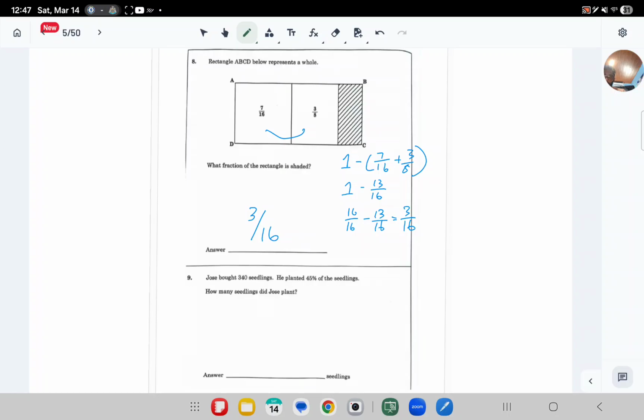Jose bought 340 seedlings. He planted 45% of the seedlings. How many seedlings did he plant? So 45%, we know percentage is out of 100, so we put 45 over 100 multiplied by 340 over 1. Alright, these numbers end in zeros, so we can cancel those zeros.